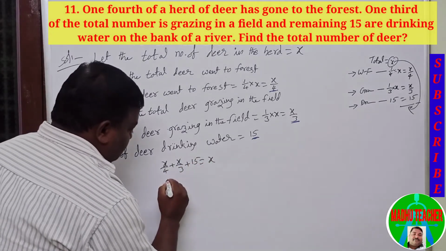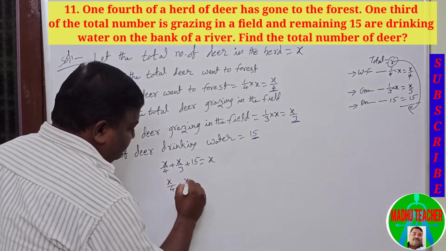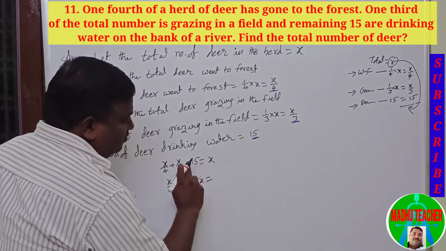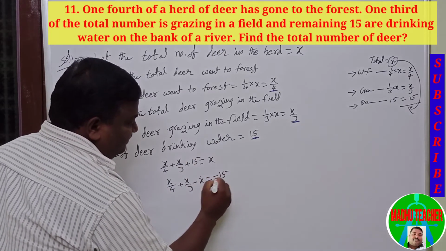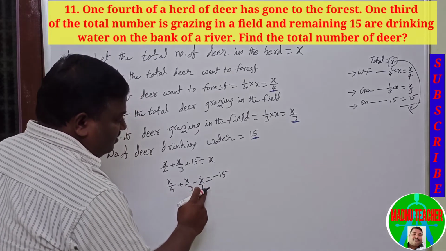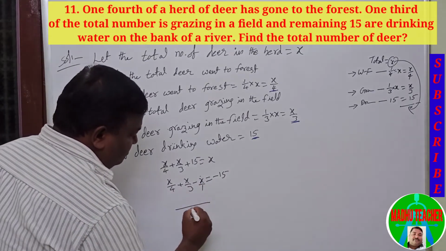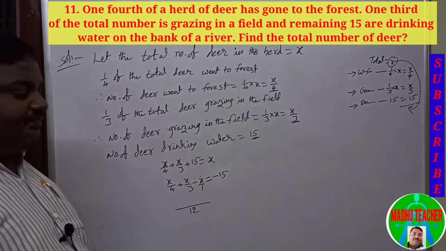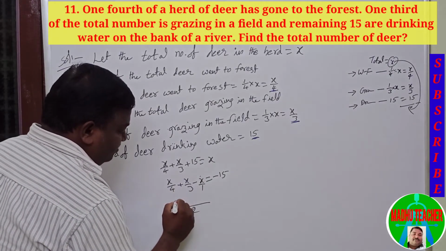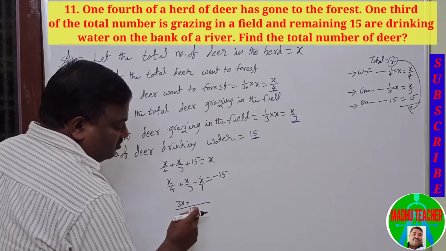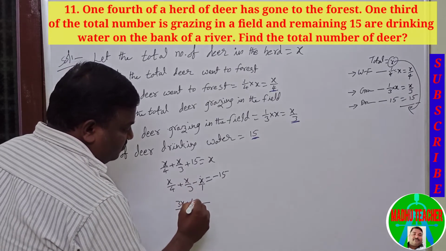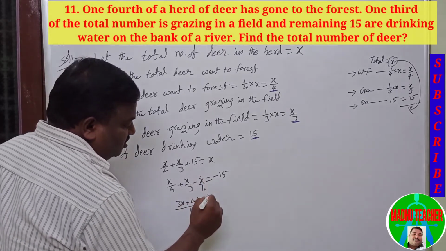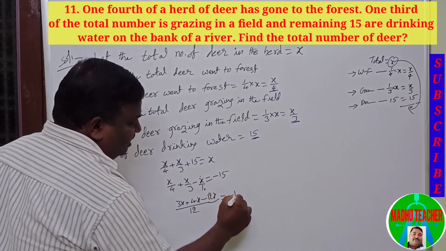So here x by 4 plus x by 3, the variable taking the left side, minus x equals plus 15 will become minus 15. So it is by 1. 4, 3, 1. The LCM is 12, because these two are co-primes. 4 3s are 12, x into 3, 3x. 3 into 4, 12, 4 into x, 4x. Minus 1 into 12, the LCM, so x into 12 is 12x, equals minus 15.